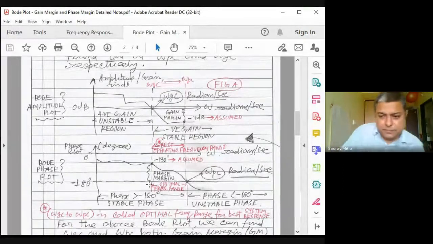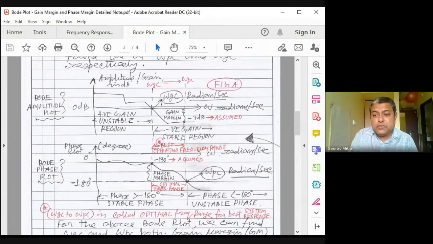Very important thing. At gain crossover, you just find how much the phase is: minus 130. Is it unstable? No. Phase becomes unstable at minus 180. So at omega GC, at gain crossover, whatever the stability in phase is, that is called the phase margin. At gain crossover you find phase is minus 130, stable by 50 degree. This 50 degree is higher than the phase instability, that means minus 180. That means the phase margin here is positive, a stable system.